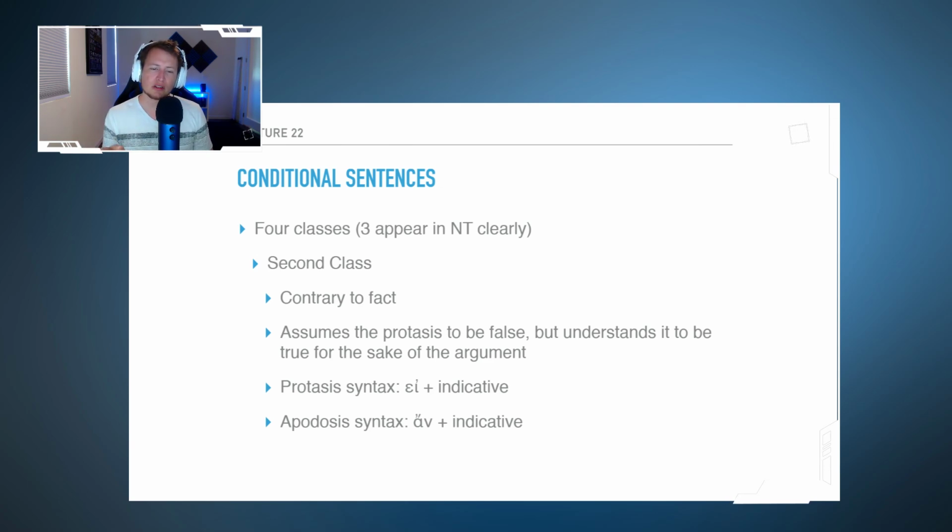The way this one works is you see the protasis, ei plus indicative, but then in the apodosis you have an plus the indicative. So you cannot have a second class without both aspects. If you only have ei plus indicative, then it's first class. You have to have ei plus indicative plus an plus indicative, protasis and apodosis. That's how you form the second class.